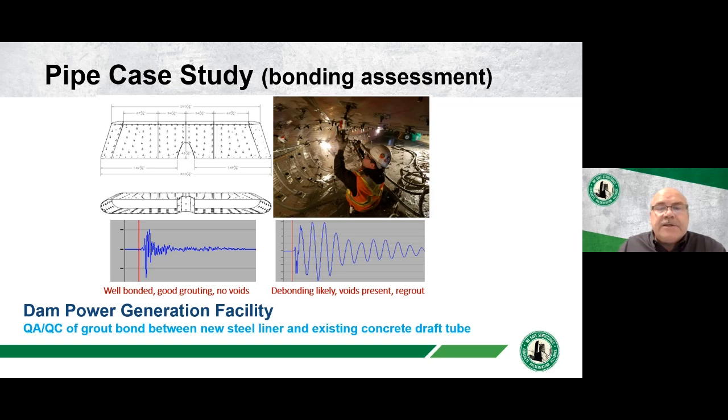Continuing on with the case studies here, this was an interesting one. There was a steel liner that was put in a hydro facility in a concrete draft tube, and then the outside of the steel liner, between the steel and the concrete, about a 1/2 inch gap, was grouted, and that was supposed to be bonded between the two. That was the repair strategy. We were testing from the inside.